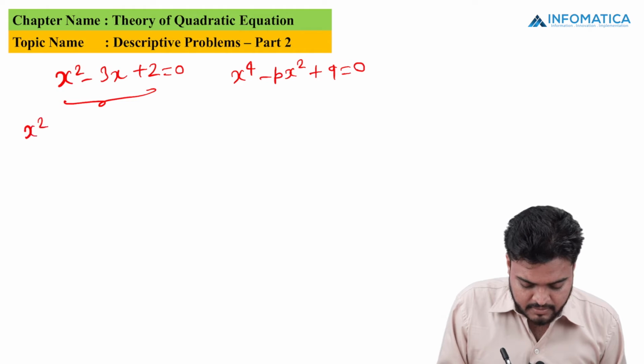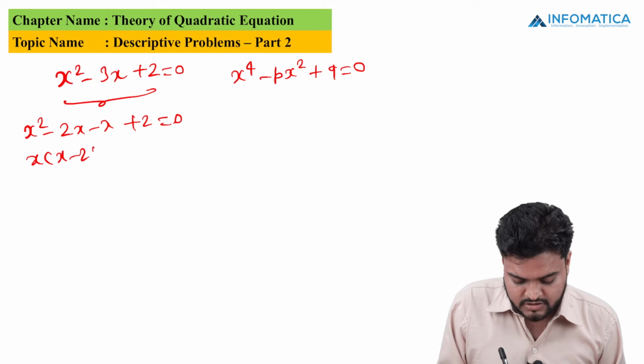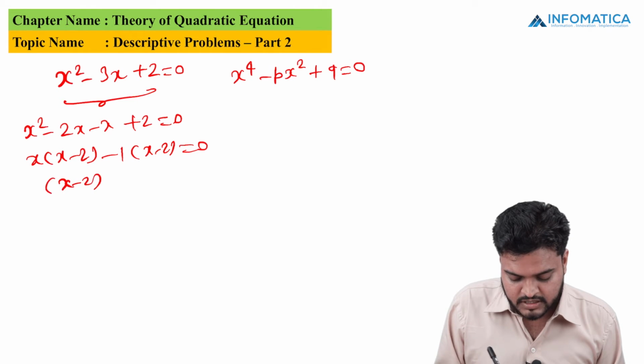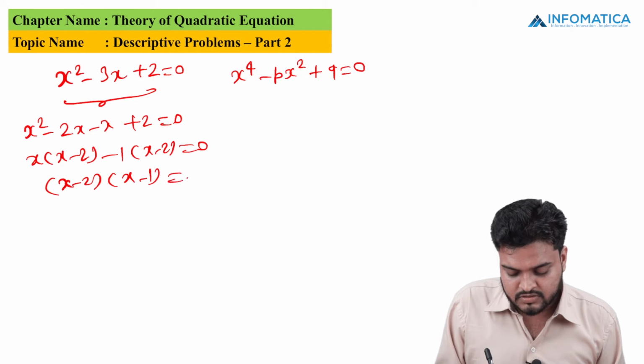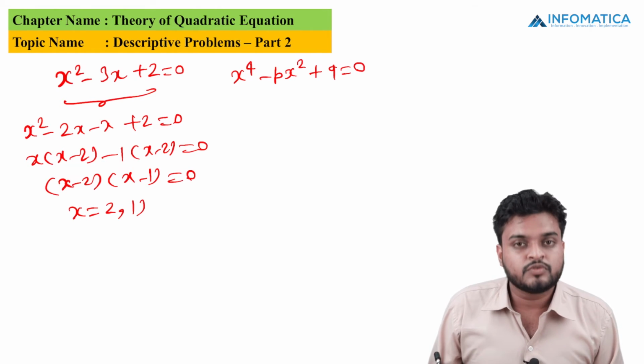So x square minus 2x minus x plus 2 is equal to 0, or you can write x into x minus 2 minus 1 into x minus 2 is equal to 0. x minus 2 into x minus 1 is equal to 0. Here x is equal to 2 comma 1.